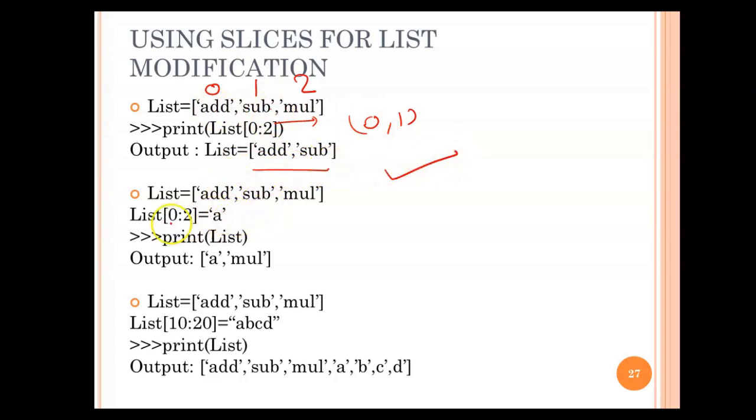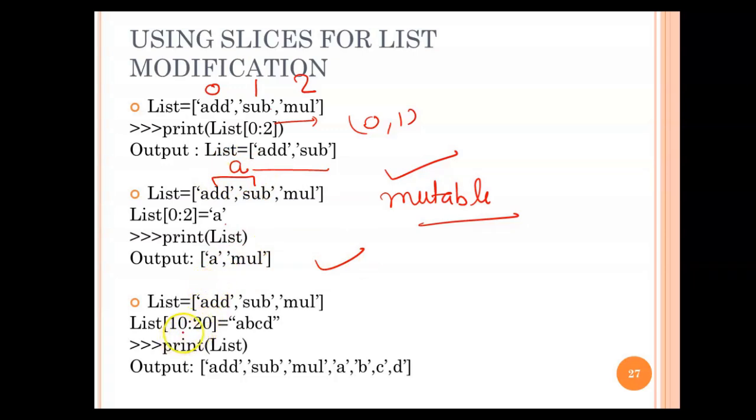Now the second one you check. You can provide one value, because this is a mutable data type, so modification is also possible. So 0 to 2 we are changing to A, right? 0 to 2, so 2 is excluded. So 0 and 1, these two are changing to A. So now the final answer is A, comma, mul.